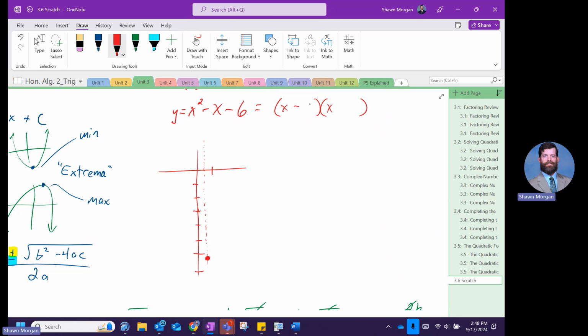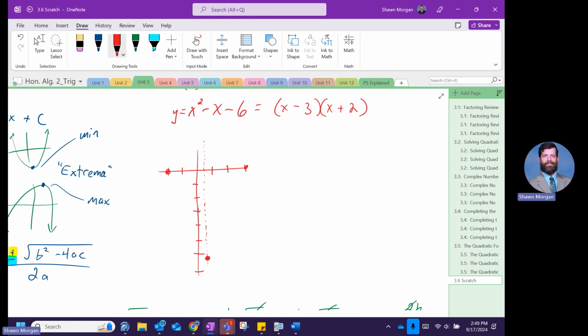Let's go x minus 3. And how about x plus 2? There we go. All right. Now, Will J, what 2 roots would that provide me with? Beautiful.